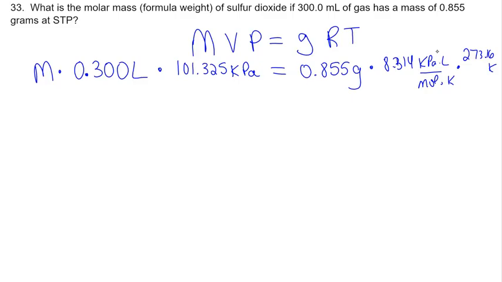So now I'm going to multiply the numbers on the right, because they have no unknown. So I'm going to do 0.855 times 8.314 times 273.16. Then divide by the numbers that are next to the unknown, or you can multiply both sides and divide to get the unknown by itself. And you should get 63.88, with rounding 2 places past the decimal, and the unit would be grams per mole. 63.88 grams per mole.